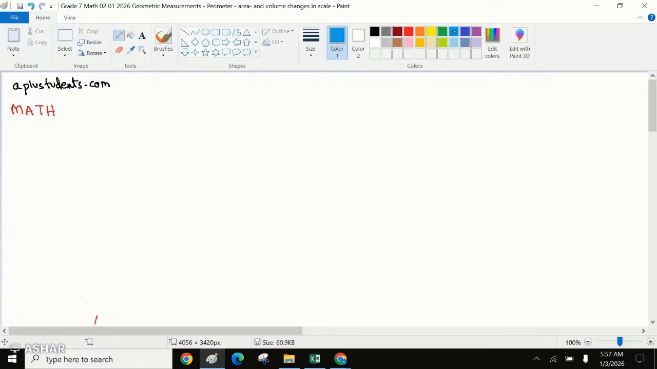After selecting the subject, you select your grade level. Your grade is grade 7. We are doing grade 7 maths today. Okay. The topic for today is geometric measurements. Let's look at the topic. The topic is geometric measurements.